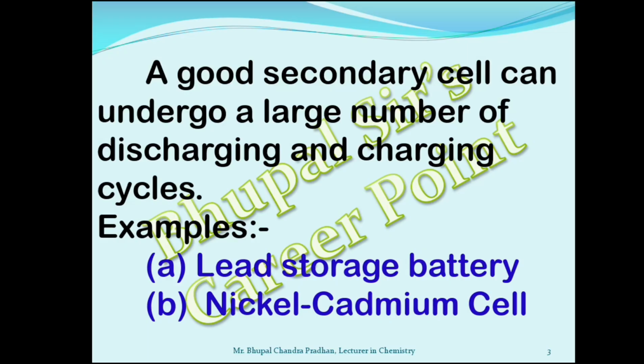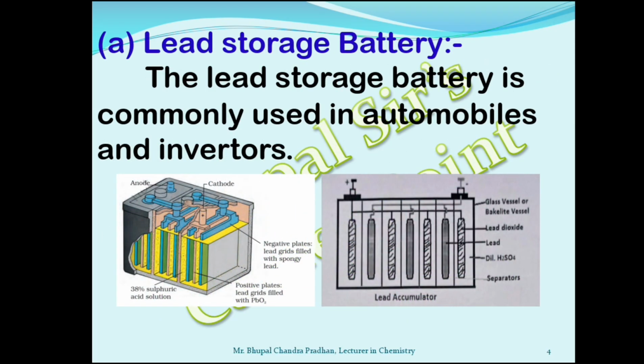Two major examples of secondary cell are lead storage battery and nickel cadmium cell. Let us come to the lead storage battery. It comes in the examination as a short note. The lead storage battery is commonly used in automobiles and inverters.